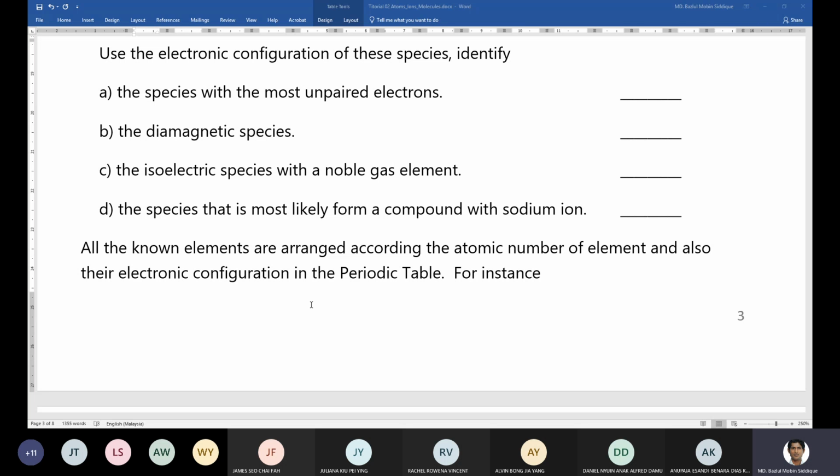The isoelectronic species with a noble gas, of course, Cl negative, because it is, what is that? Argon, and yes, it will be like argon structure. The species that most likely forms a compound with sodium ion is also Cl negative. So it will take 1 electron from sodium and then produce a bond between them. We'll see it tomorrow.